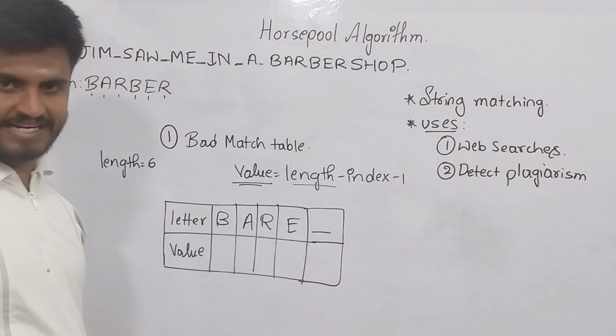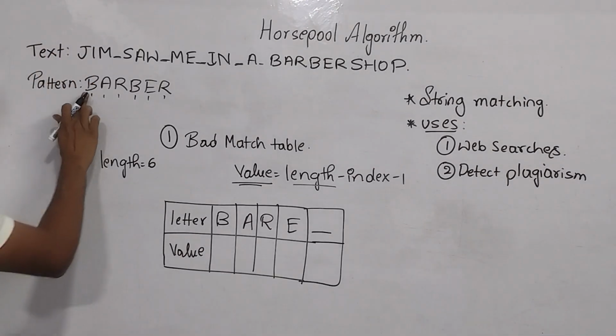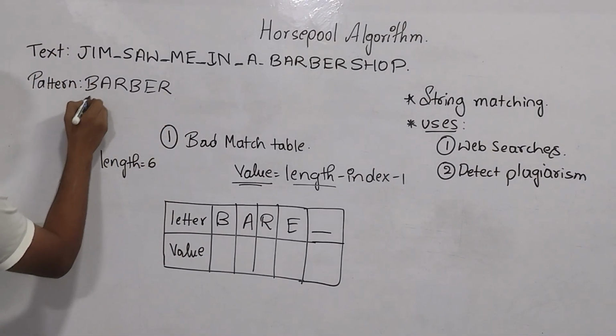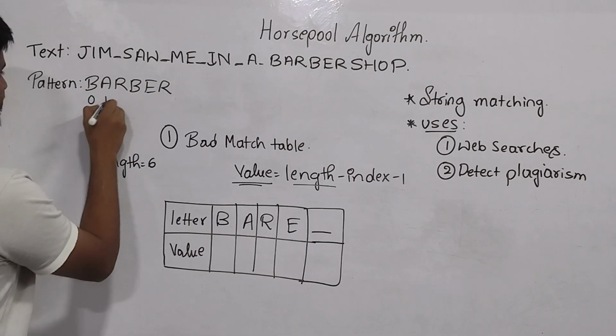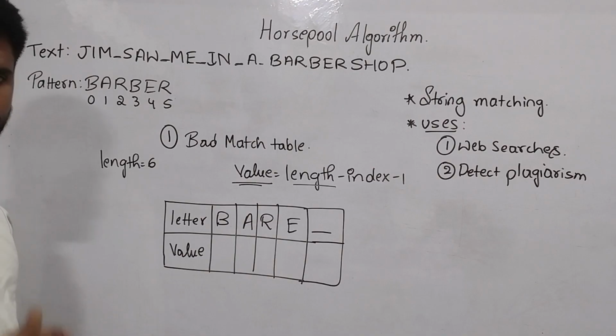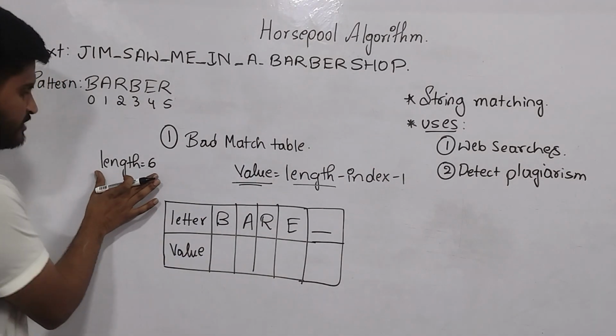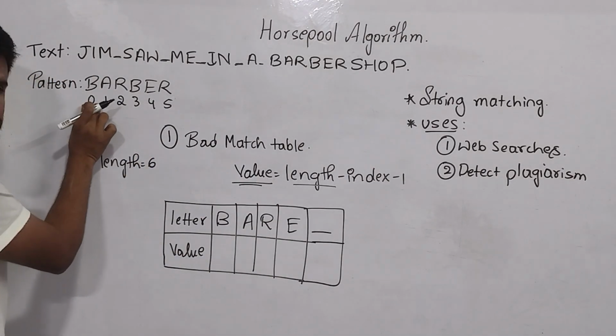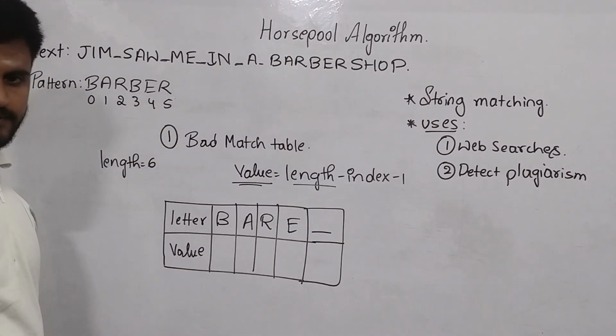Now I must get the index values. Write the index: B is 0. Start from 0, then 1, 2, 3, 4, 5. 0 to 5 means a total of 6 letters. So the length is 6, and if you start from 0th indexing, it will be 0 to 5.